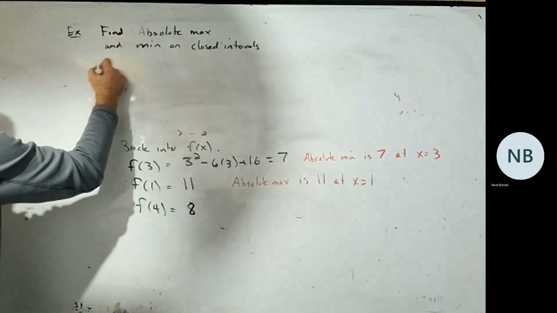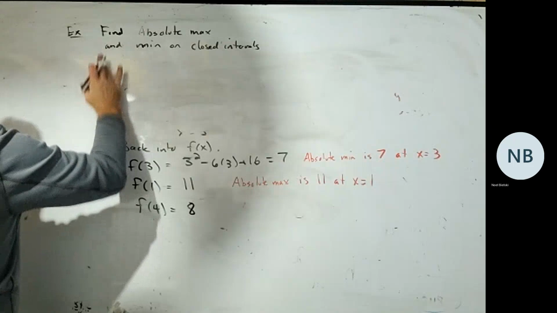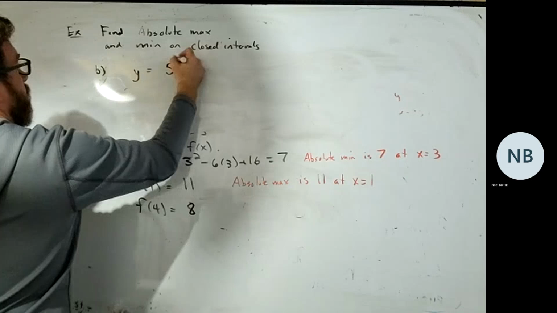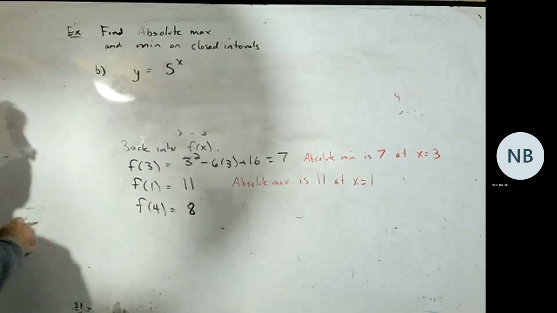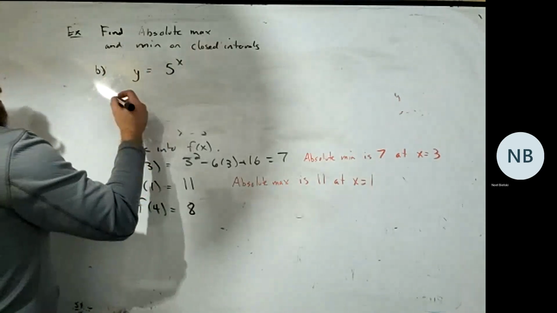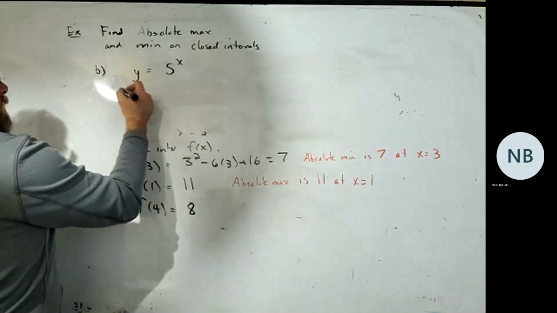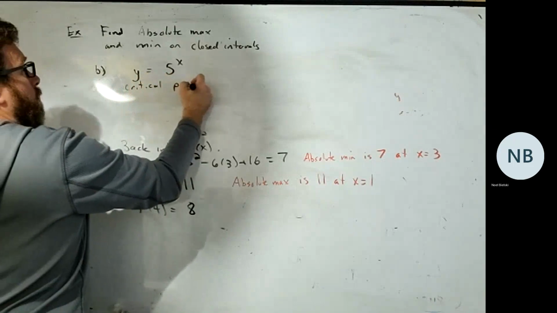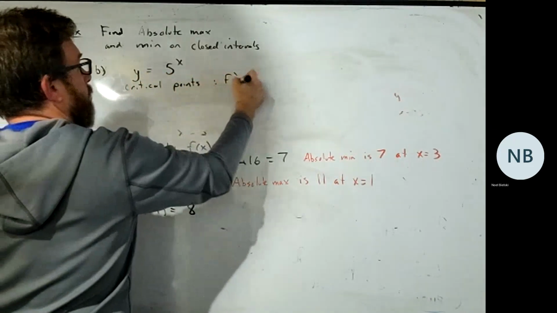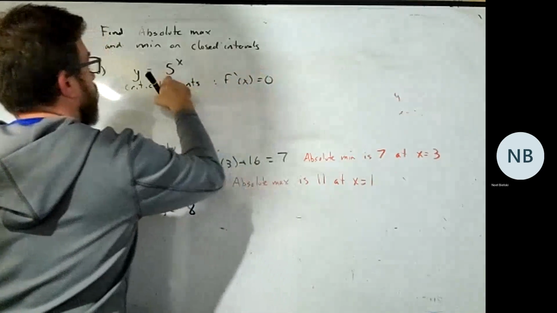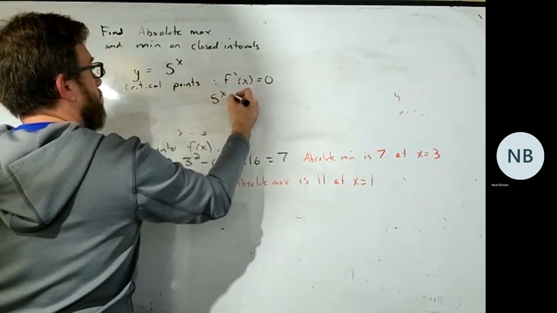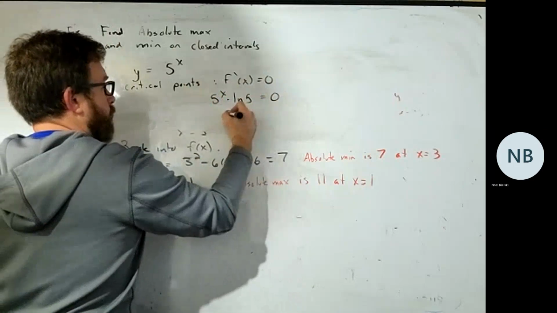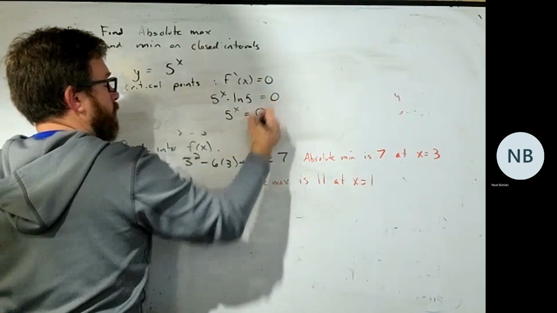If I have something like y is equal to, I don't know, say 5 to the x, the exponential function. Again, critical points happen when the derivative is equal to 0. This is when f prime of x is equal to 0. So the derivative is going to be 5 to the x times the natural log of 5 is equal to 0, divided by the natural log of 5. So 5 to the x is equal to 0.